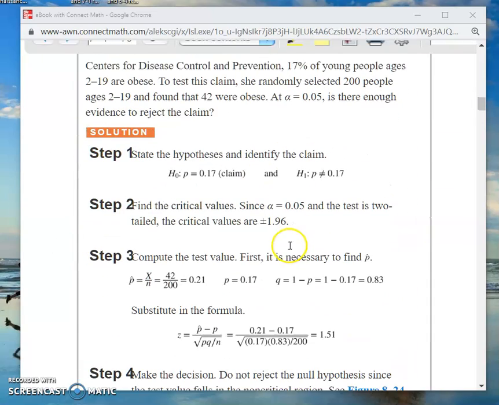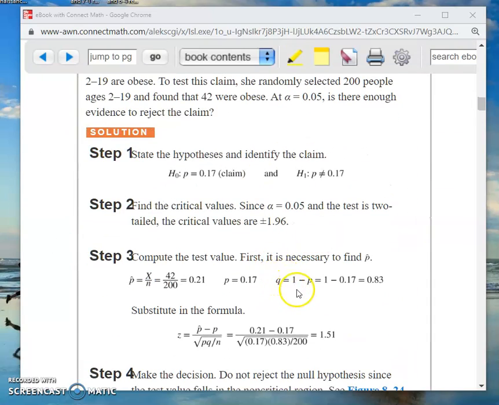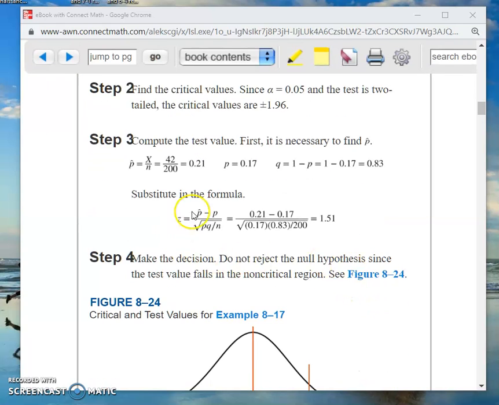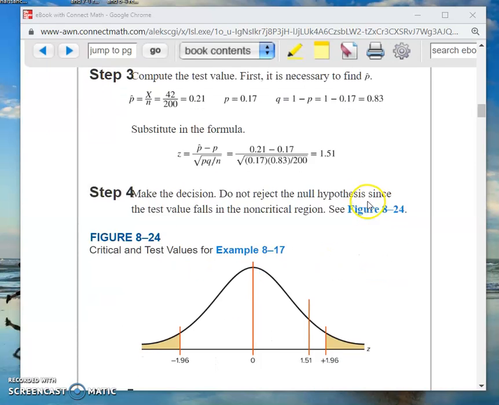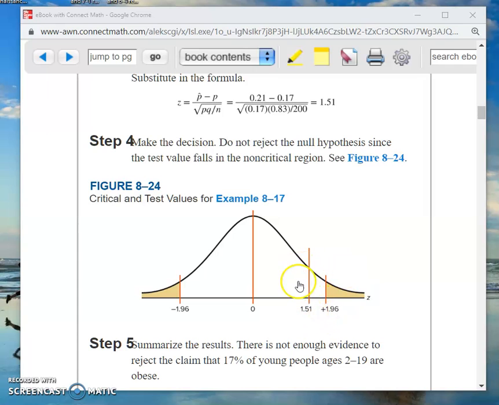Q is always just the complement of P. So if P is 0.17, Q means the probability of failure. P is a probability of success, Q is a probability of failure. So heads and tails. It's 1 subtract P, which is 1 subtract 0.17, so that gives me 0.83. Now make sure you write down the formula, you plug in the numbers, and here you are, 1.51. So 1.51 is your test value.